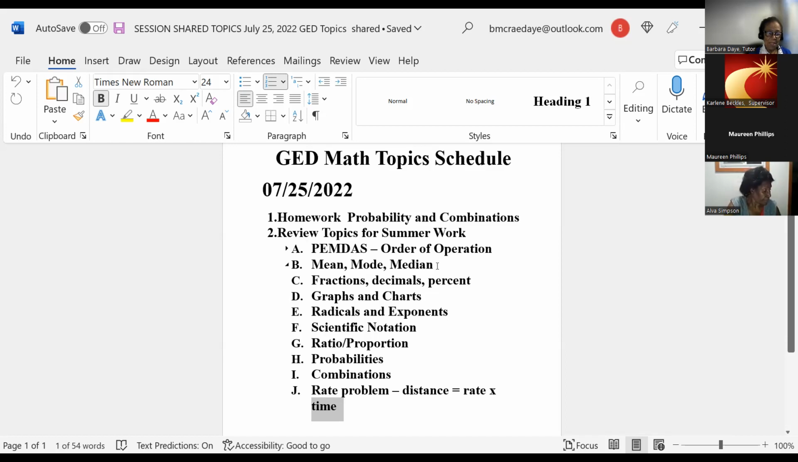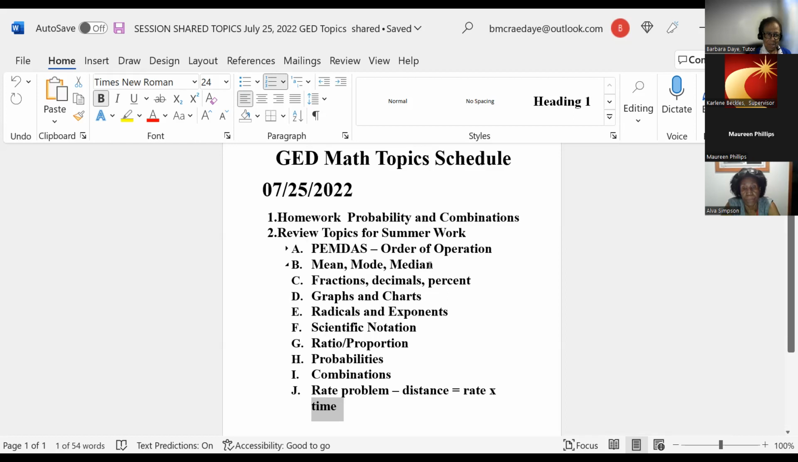You'll also have problems on mean, mode, median. Maureen, how do you find median? How do you calculate median? You're given a set of data items. How do you find the median?